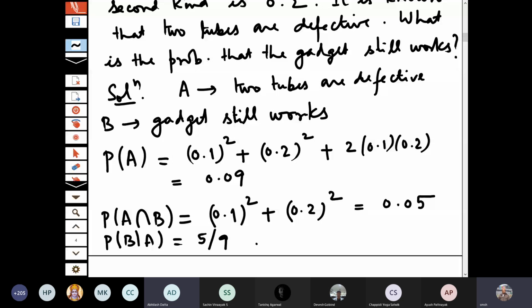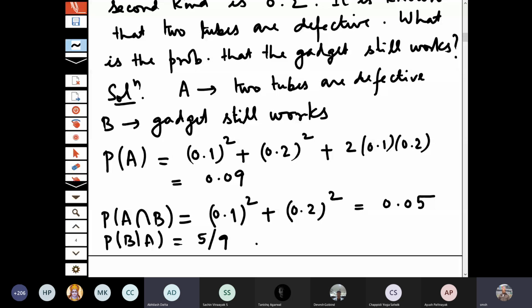Yeah, okay, let me just read the problem. There are two kinds of tubes in an electronic gadget, so it will cease to function if one of each kind is defective. Okay, so there are type A things and type B things. Now we are saying one of A and one of B. See, they are placed in a gadget. Now you are saying that the first one is defective or the second one is defective.